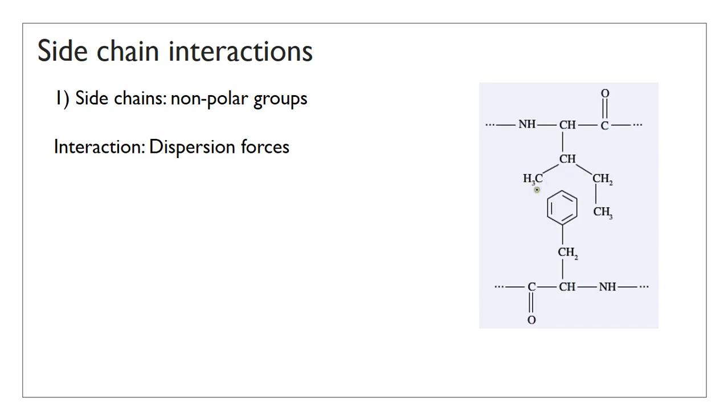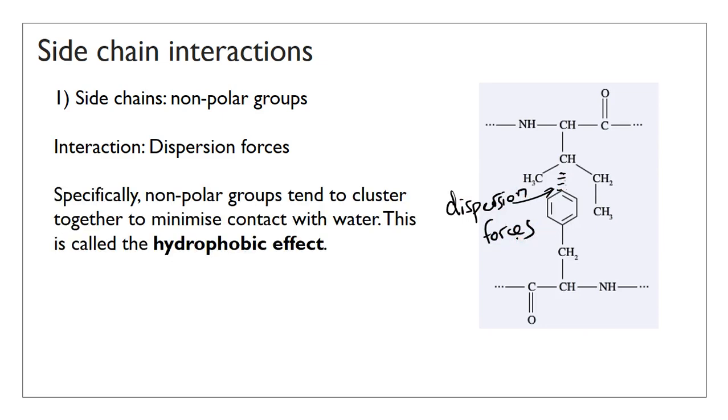So if you just see one nonpolar side chain, and this is an exam question, for example, if I just give you a picture like this and I say identify the side chain interactions between these 2 amino acids, you can see in the diagram that they are both nonpolar, so the interaction between them will be dispersion forces. Okay. And specifically, when you have nonpolar side chains, they will tend to cluster together to minimize contact with water, and this is called the hydrophobic effect.